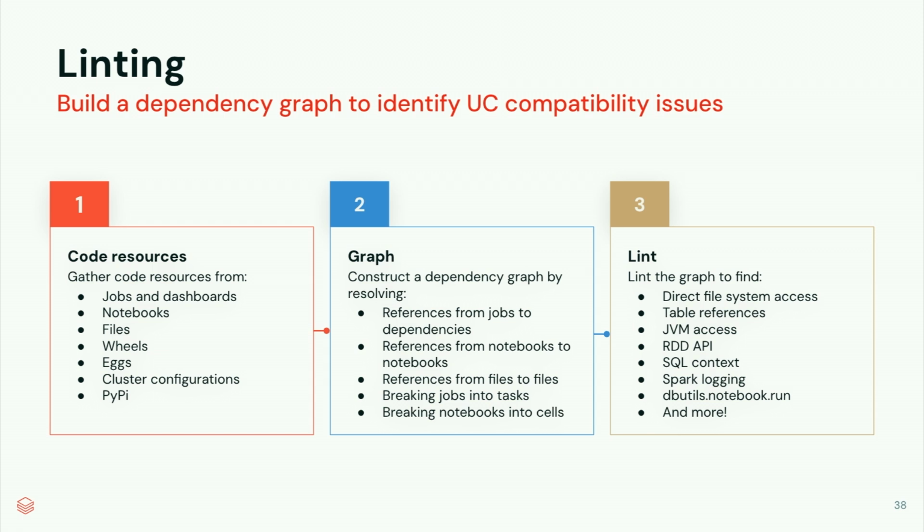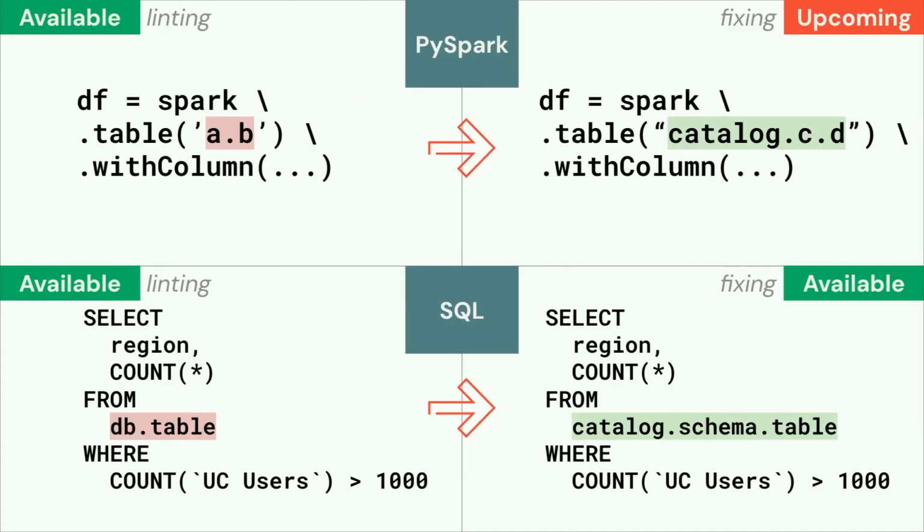What are the examples, right? I list a few examples. The JVM: if you access the JVM directly, if you have direct file references, we will highlight everything that might not work with UC.